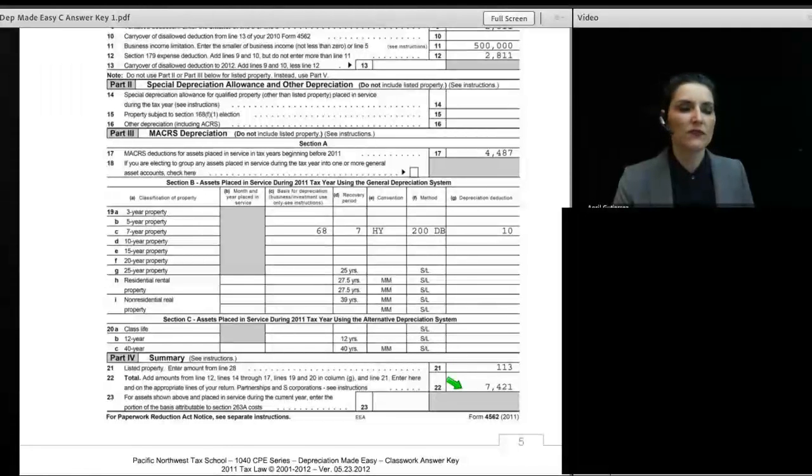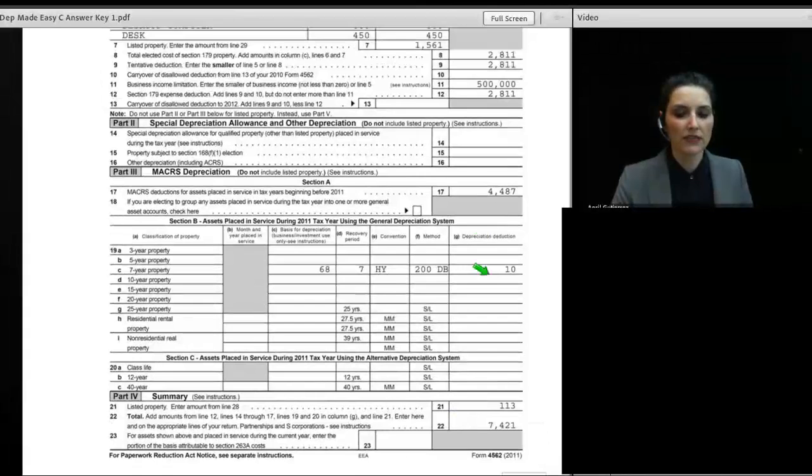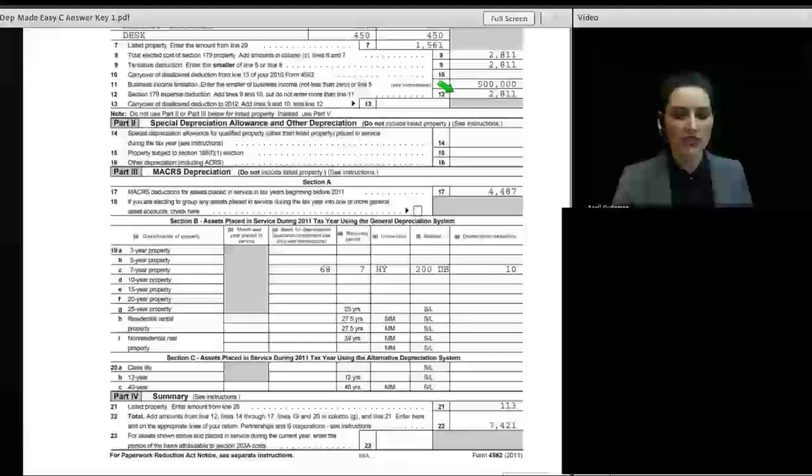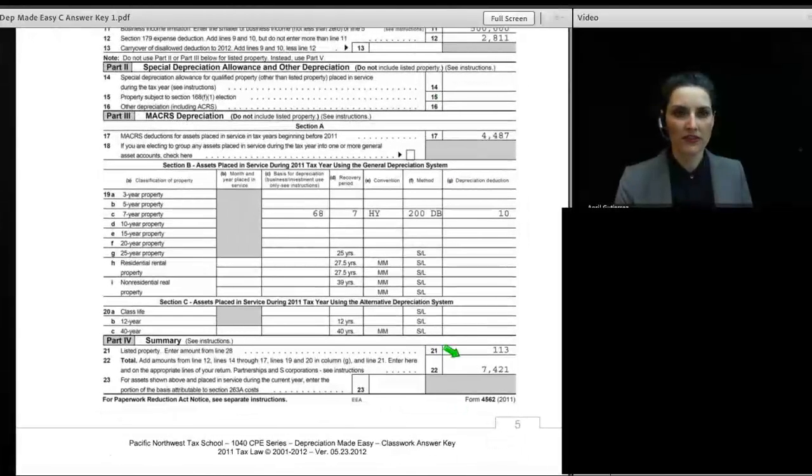$74.21. And if we're preparing a Schedule C, this is the number that will carry to the depreciation line of the Schedule C. If we are preparing an 1120S or a partnership return, this $2,811 is going to carry to the Schedule K. It will not become part of depreciation. And so for partnerships and S corporations, there's a little bit of a difference in treatment there.